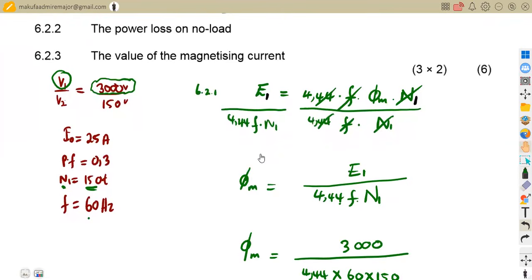All right, on 6.22 now, they want us to calculate the power loss on no load, the power loss on no load.